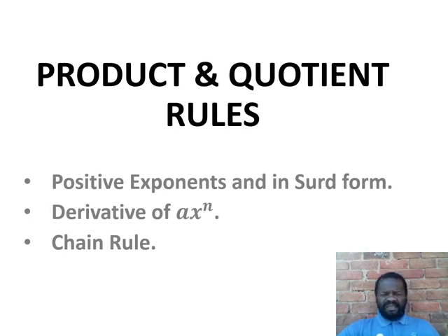In this presentation, I'm going to assume that we have already looked at differentiation of the expression ax exponent n, and also differentiation of various functions using the chain rule. I'm also going to assume that you can convert surds to exponential form and vice versa, and also express negative exponents with positive exponents. Know how to convert between the two.